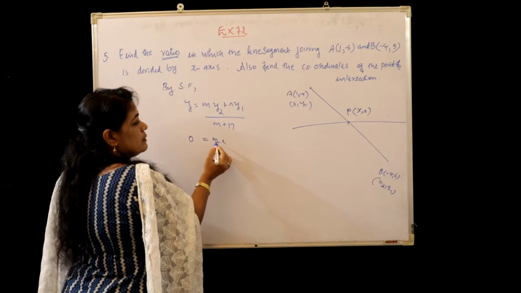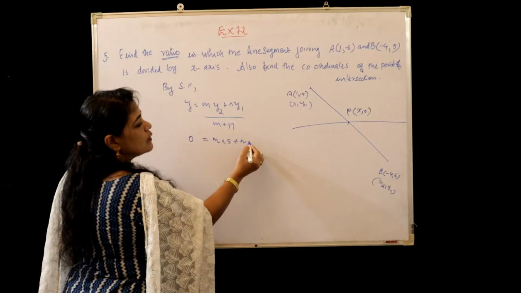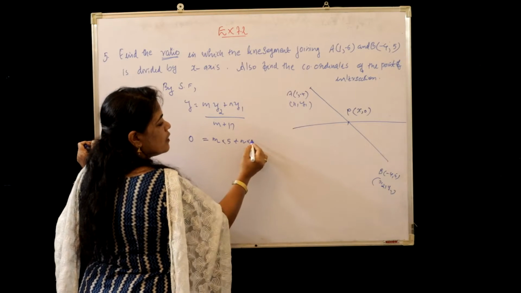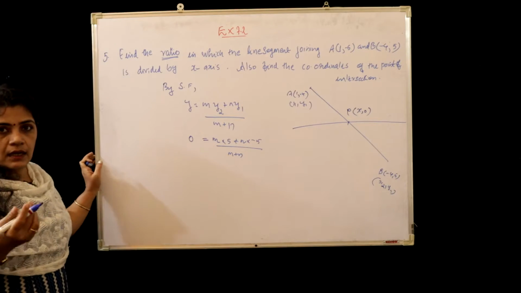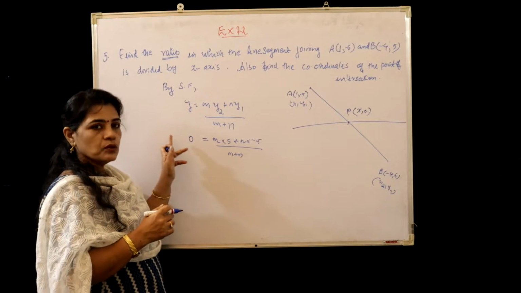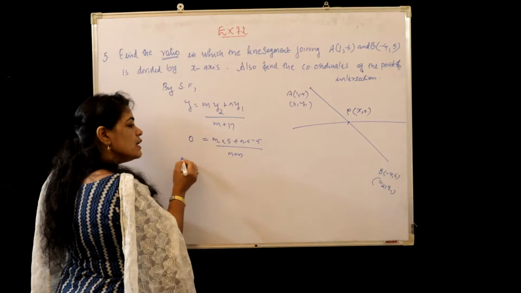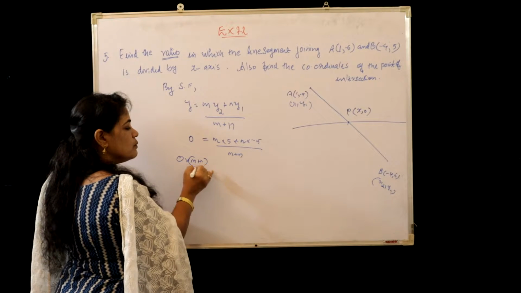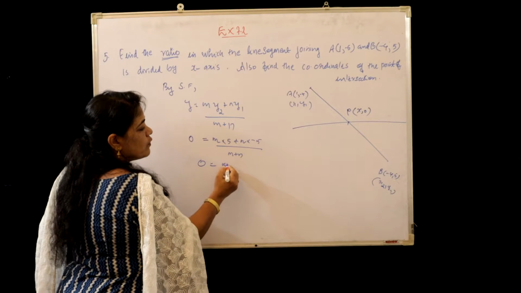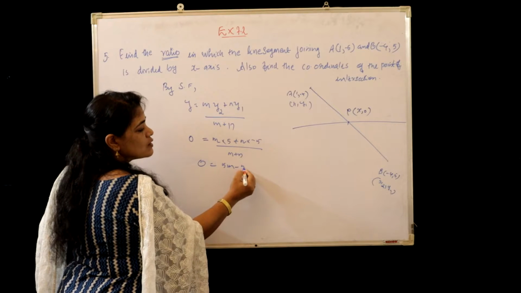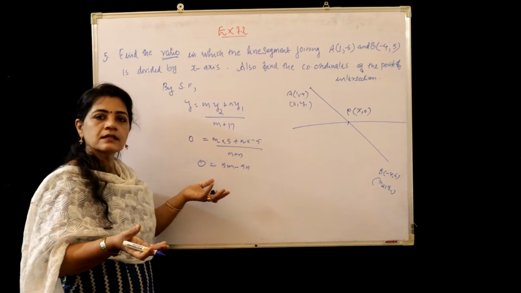So my2 is 5, plus n, we need, into y1, that is minus 5, divided by m plus n. M plus n is unknown. So as usual, we can take this denominator to the LHS. Since 0 into m plus n means 0, we get 0 equal to 5 into m, 5m, minus 5 into n, minus 5n. We have already taken this to the LHS, so nothing is there in the denominator.